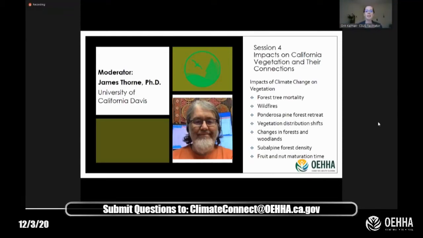We're going to begin session 4, Impacts on California Vegetation and Their Connections. You can see on the slide some of the indicators that have been highlighted in the previous report, and I know that our moderator, James Thorne, is going to speak to that.